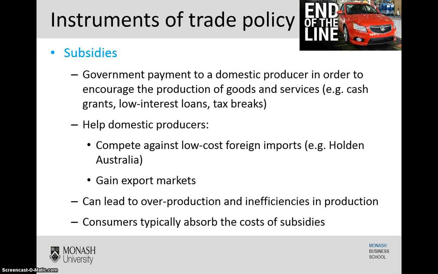It also helped those firms and local producers which are being subsidised gain export markets, and this was also the case for Holden here in Australia. The additional funding that they received from the government partly enabled them to manufacture and develop a left-hand drive program so that they were able to manufacture vehicles which could then be sold overseas in left-hand drive markets.